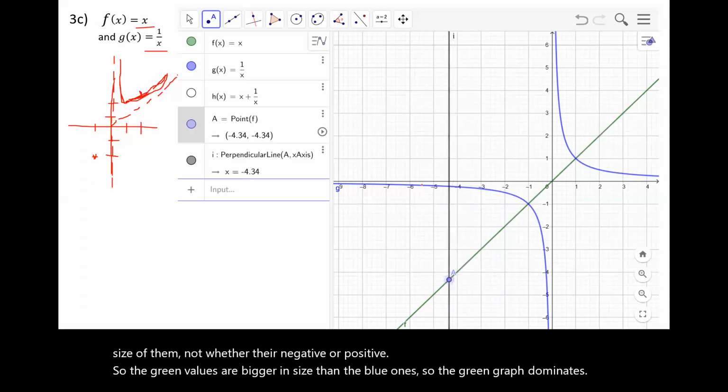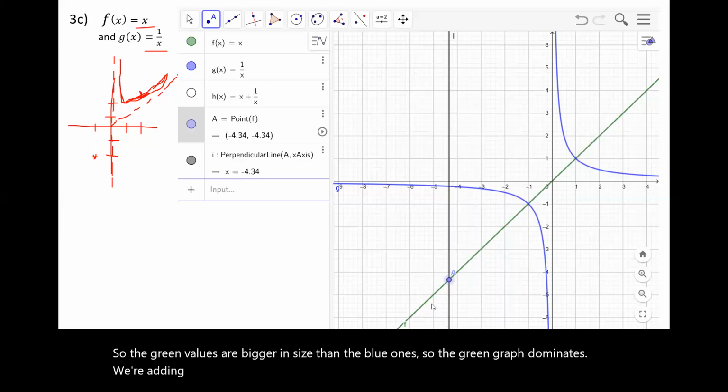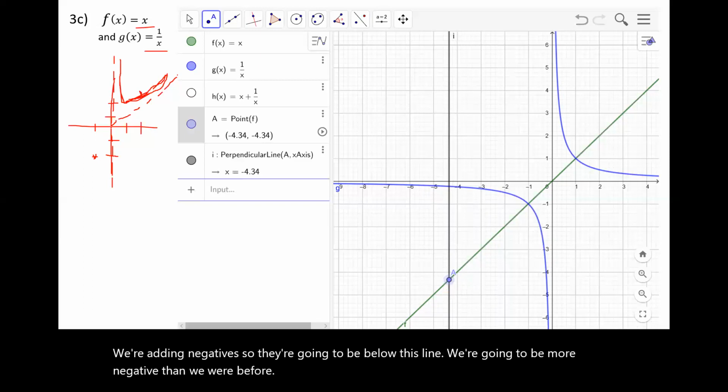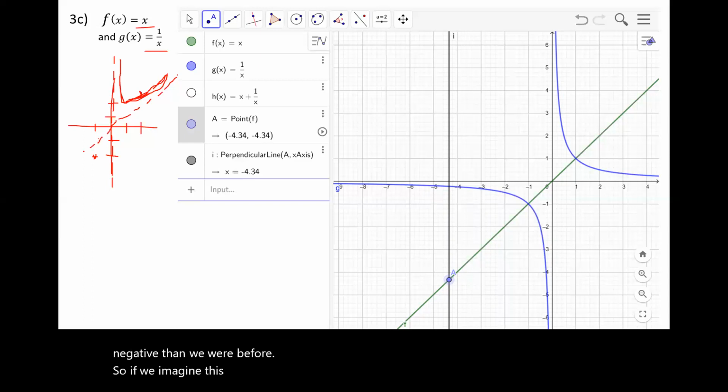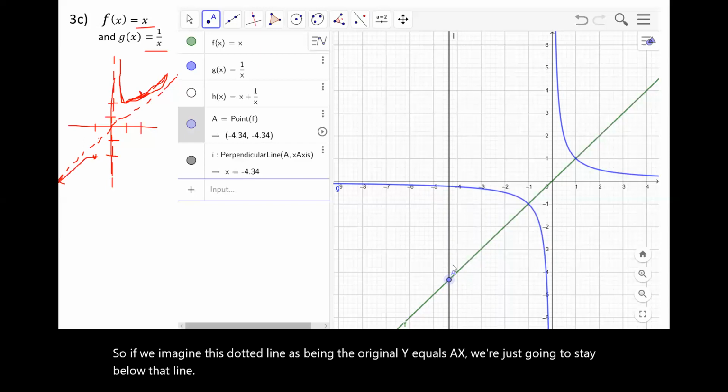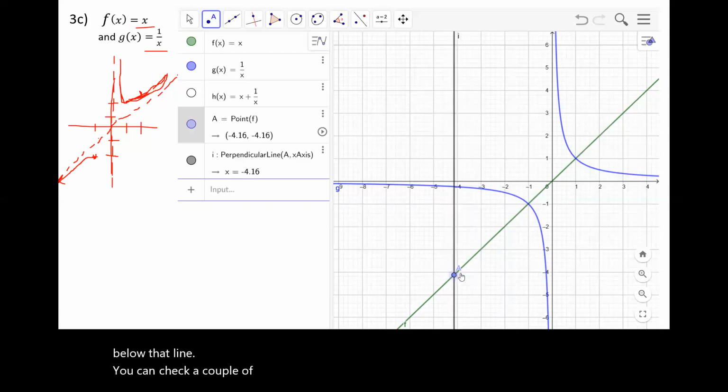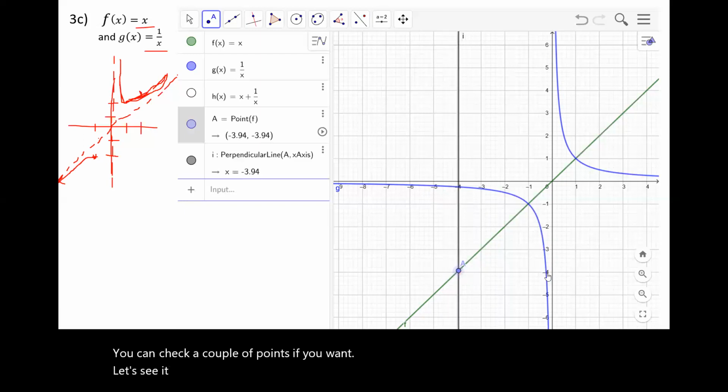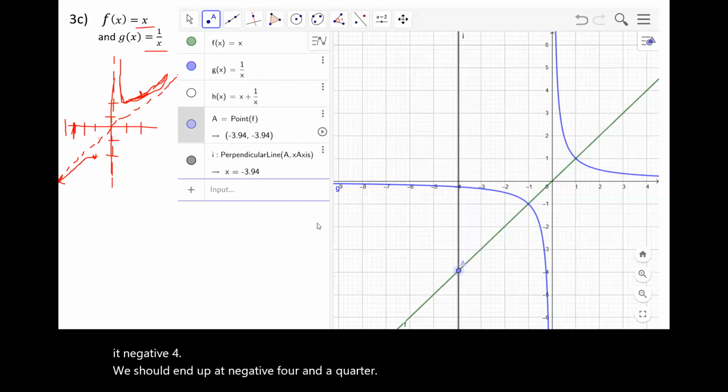We're adding negatives, so we're going to be below this line. We're going to be more negative than we were before. So if we imagine this dotted line as being the original y equals x, we're just going to stay below that line. You can check a couple of points if you want. Let's see, at -4, we'd have a y value of -4 on the blue and -1/4. So at -4, we should end up at -4 1/4. That's where that's coming from.